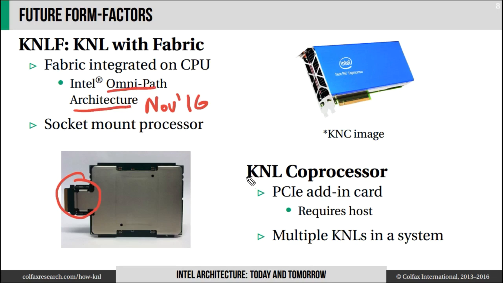Additionally, Intel is planning to release the coprocessor form factor of KNL. So this is going to be a PCI Express add-in card. It requires a standard CPU to work as a host, and it gives you the advantage of having multiple Knights Landing processors in a system with which you communicate via offload, or probably like in the first generation, using native programming.